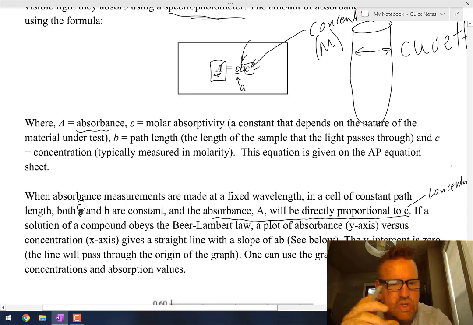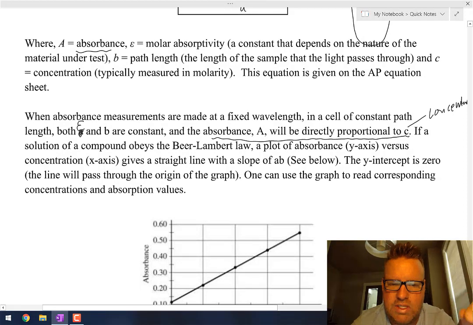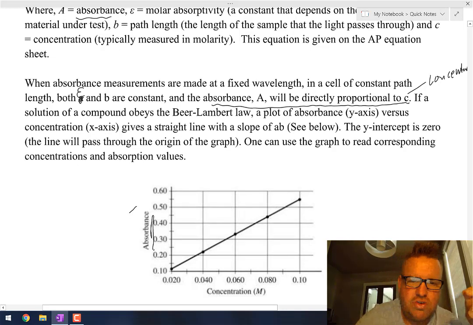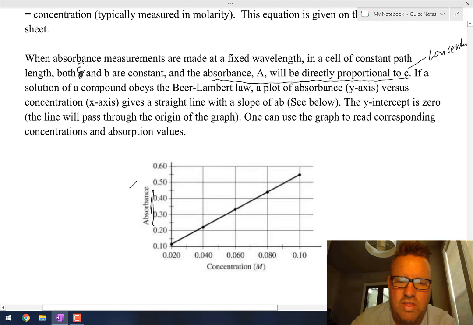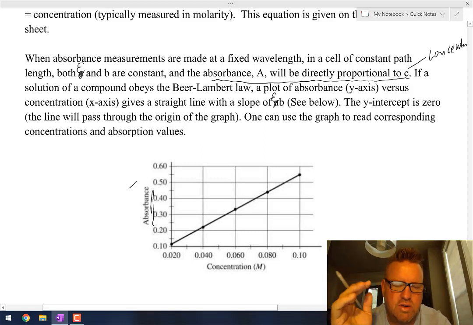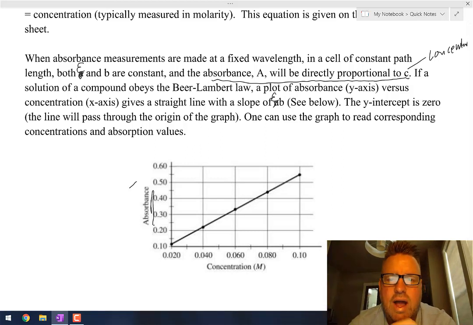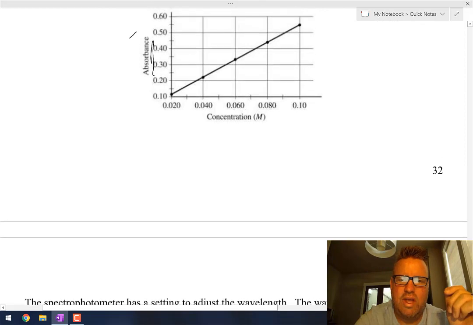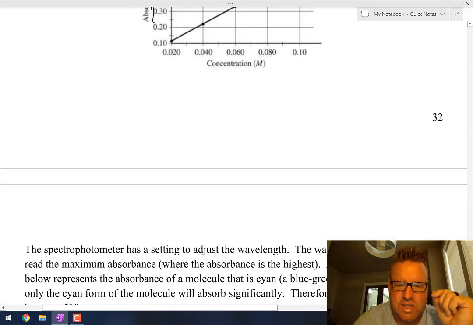If a solution of a compound obeys this law, called the Beer-Lambert law, a plot of the absorbance on the y-axis, you can see it here, versus the concentration gives a straight line with a slope of, again, not lowercase a, that E times B. The y-intercept is 0. Obviously, if the absorbance is 0, the concentration is also 0. And then you can use this graph to determine the concentration based on the absorbance. Pretty easy. There's the graph right there, and we're going to look at a couple of example questions in just a second.